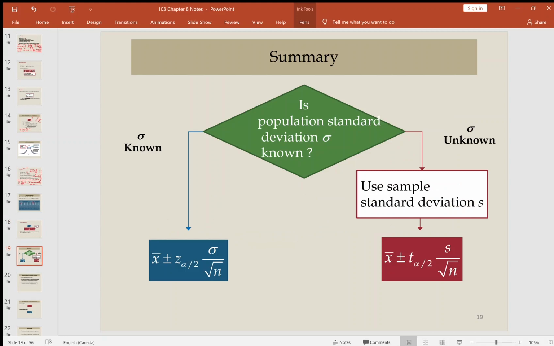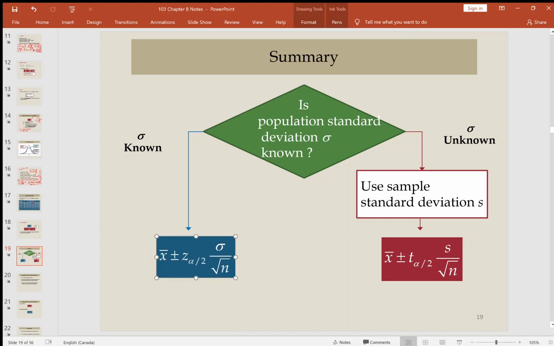Okay, so in summary, what we are supposed to do is ask ourselves the question: is the population standard deviation sigma known? If it is known, we use the Z formula. And if it is unknown, we use the sample standard deviation and the T formula. The formulas look the same, except that Z is replaced by T, and the population standard deviation sigma is replaced by the sample standard deviation S.